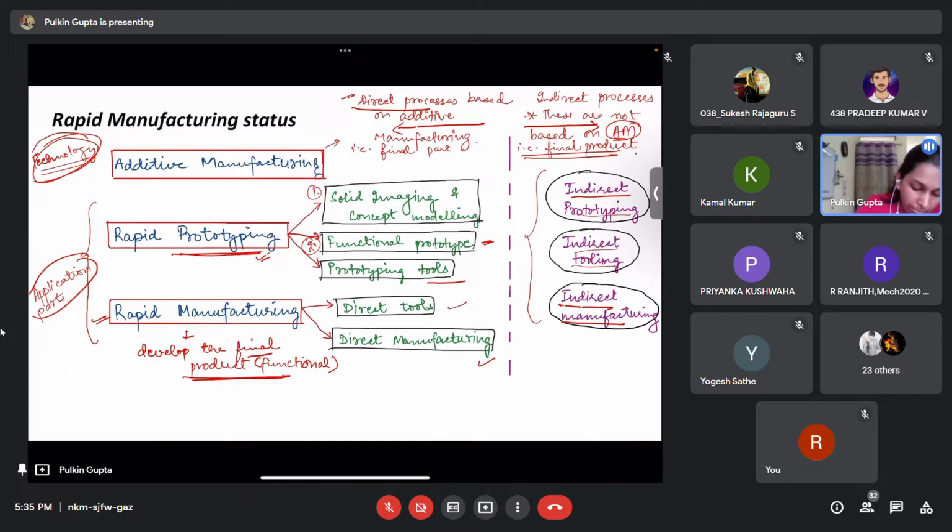Now, when we combine the effects of prototype tooling and direct tooling, it comes under rapid tooling. This is rapid tooling. Now, these were the direct processes. Indirect processes are where the final product is not additively manufactured. So we have indirect tooling, indirect prototyping, and indirect manufacturing. In indirect manufacturing, we make a 3D printed part, say suppose an engine, a full scale size engine.